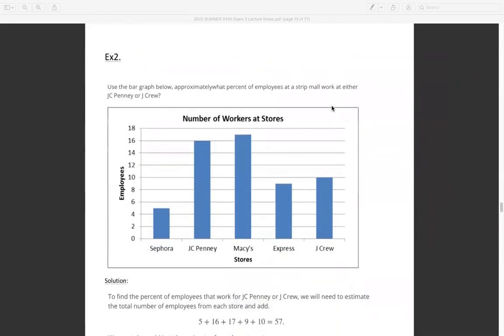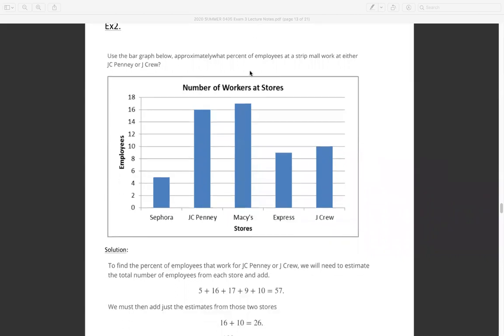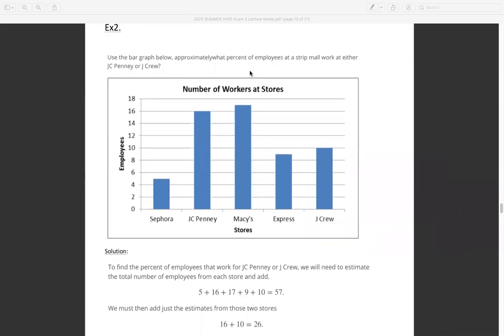So example 2, use the bar graph below. Approximately what percent of employees at a strip mall work at either JCPenney or J.Crew? So first what we need to do is figure out the total amount of people that work at the strip mall. So we need to add up all of the employees from each store. So from Sephora we have, it's between 4 and 6, so that's 5. And then JCPenney's, that's 16. I'm just going to star that because I'll need that in just a minute.